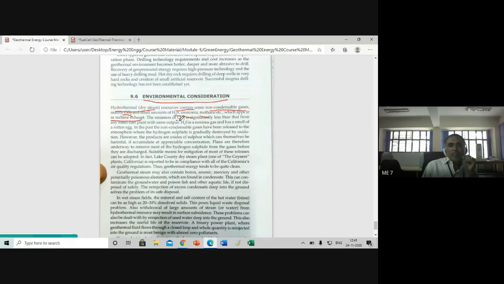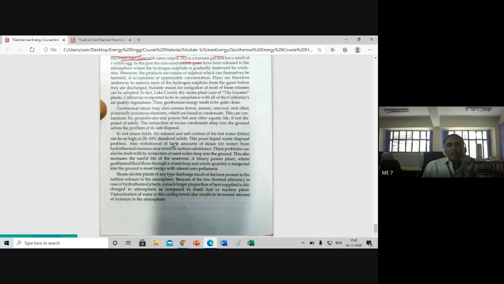Emission of carbon dioxide is significantly less than that from a fossil fuel plant with the same output. Hydrogen sulfide is a toxic gas. In wet steam fields, the mineral and salt content of the hot water brine can be as high as 20 to 30% dissolved solids. This poses a liquid waste disposal problem.